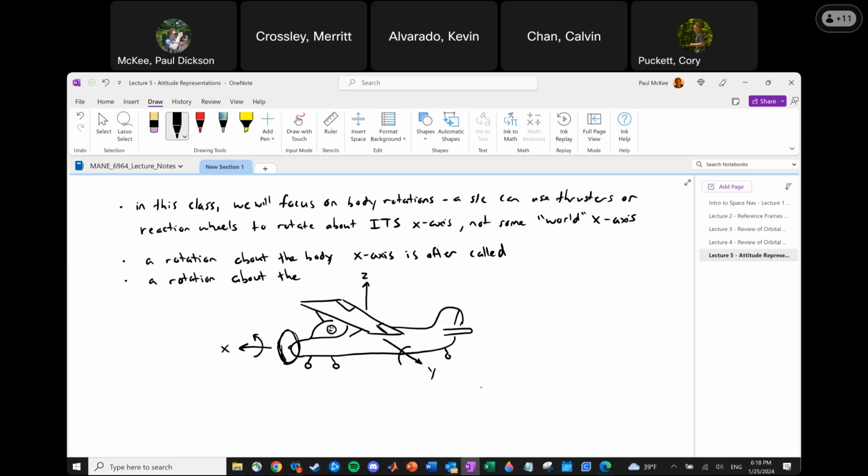So Merritt, prime time. Let's do it. One of these is roll. One of these is pitch. One of these is yaw.